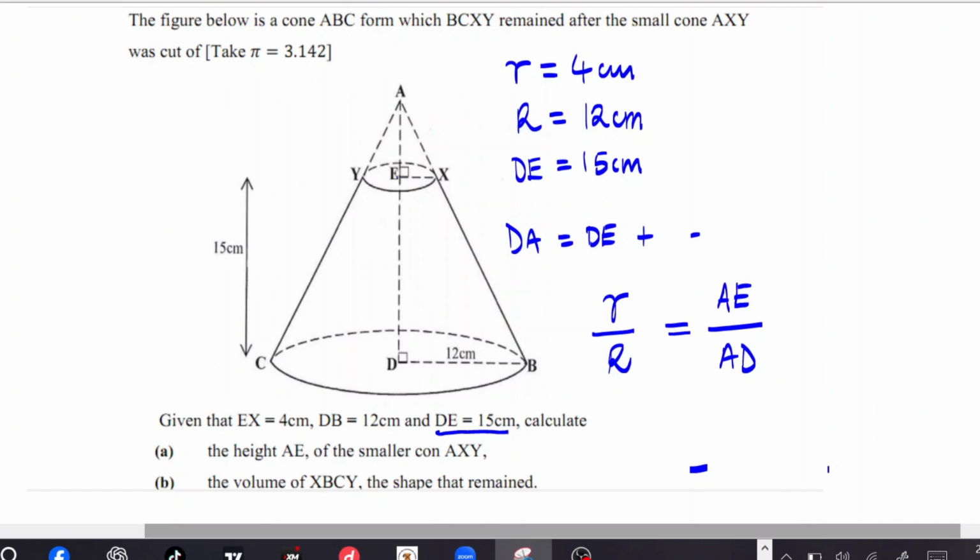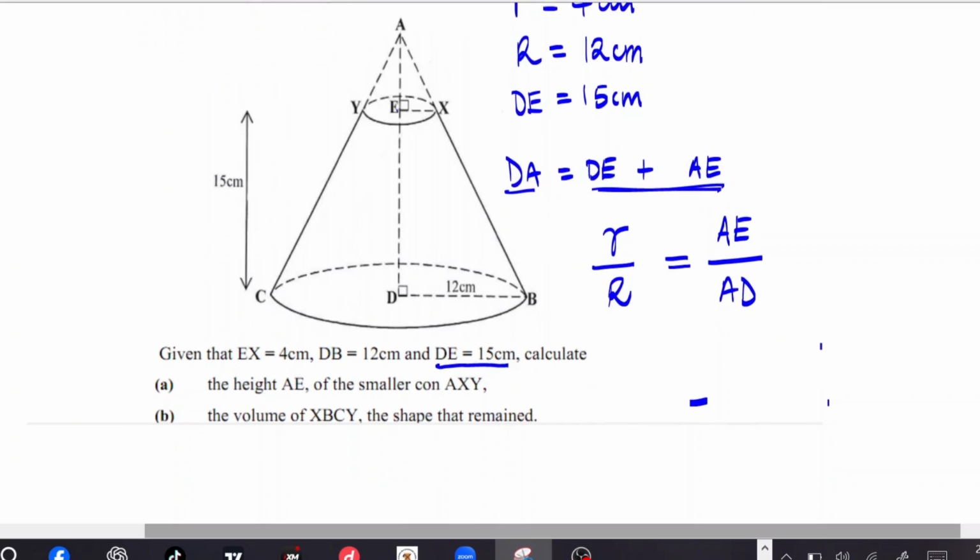So for us to know AE, we can even substitute this one in advance. AD can be substituted. You've seen AD, which is DA, it's the same. So where there's this one, we can put this one there. This one is just the same as DE.